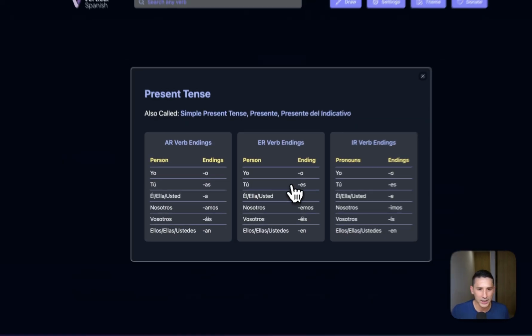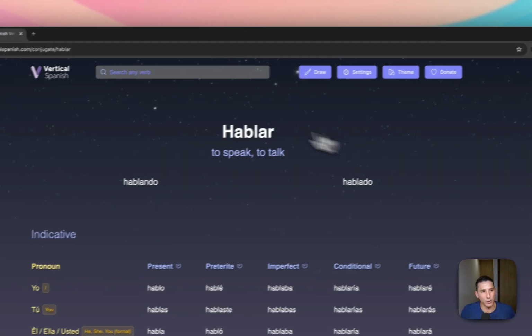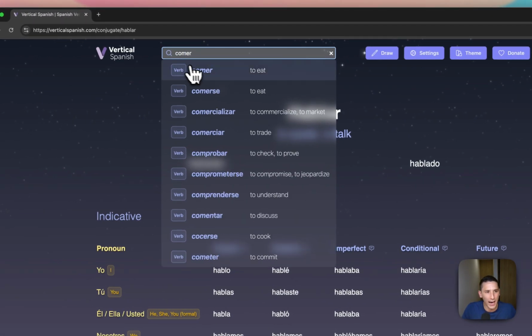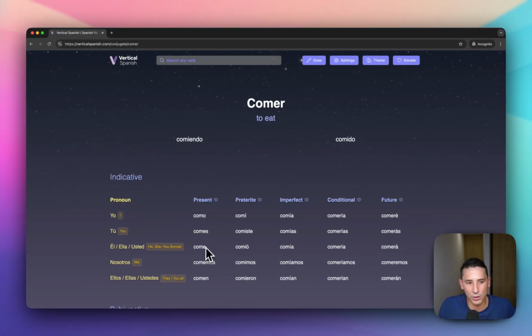Now, something that we need to understand as well is that ER verbs and IR verbs are super tightly coupled, right? They're so similar. And in some cases, in some tenses, they're exactly the same, which is awesome because that's easier for us. So here in the present tense, nosotros is the only form where they're different. And it's very, very small, very subtle, right? Emos and imos, right? So let's go over to an ER verb like comer, to eat. Very simple. Como, comes, come, comemos, and comen.